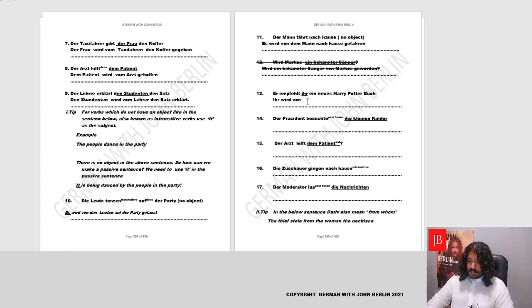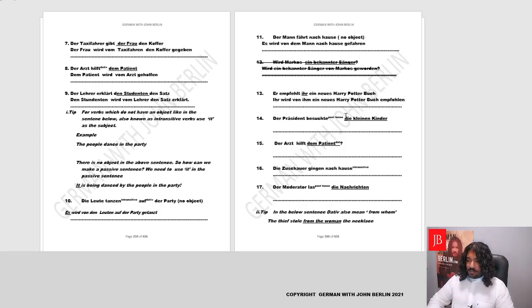So it will be von ihm. Yes, from him. Ihr wird von ihm ein what? Ein neues Harry Potter Buch. The verb is empfehlen. In the perfect it becomes empfohlen. Fantastic. Ihr wird von ihm ein neues Harry Potter Buch empfohlen. To her a new Harry Potter book is recommended by him.